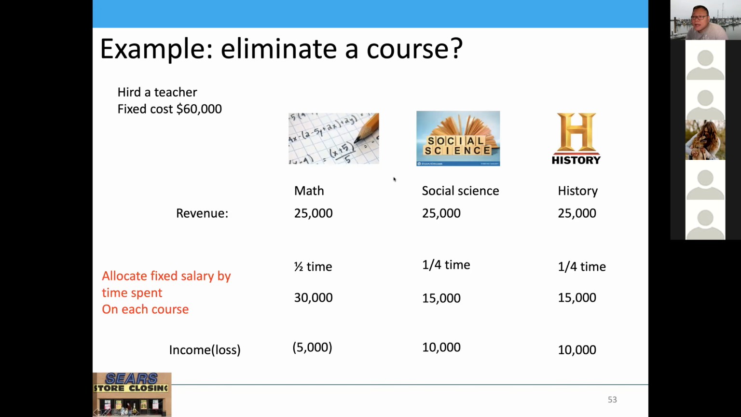So the decision, always remember what's your decision making, right? The decision is whether I should get rid of math. That's the two alternatives. You keep the math or you get rid of the math. So my question for you is, if you get rid of math, can you avoid that fixed cost? Just give me one second. Let me see who raised the hand.